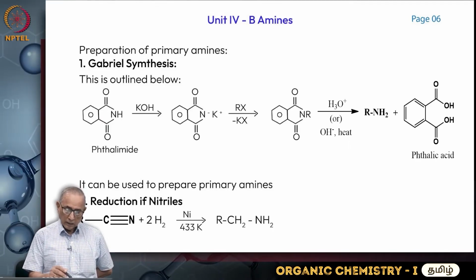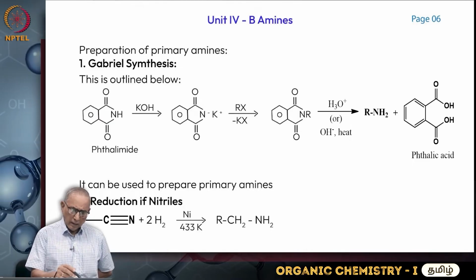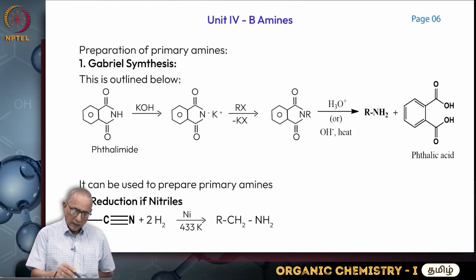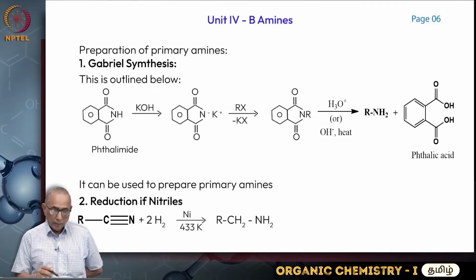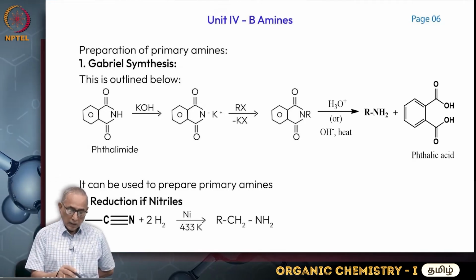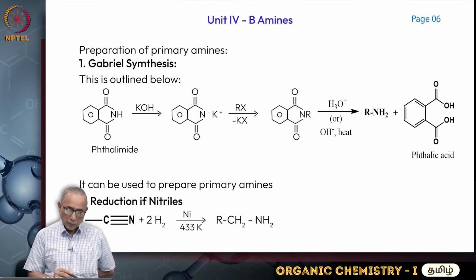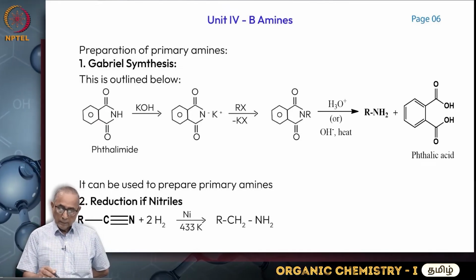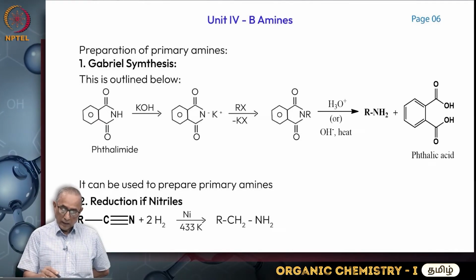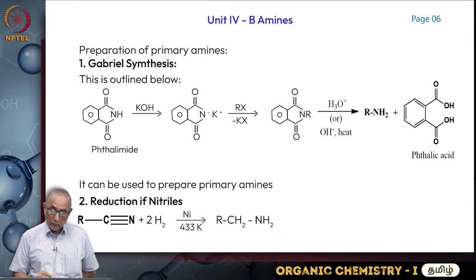Phthalimide, when treated with KOH: this nitrogen is very acidic because there are 2 carbonyl groups next to the nitrogen. Carbonyl groups are electron withdrawing. Because of the 2 electron withdrawing groups, the NH bond becomes weaker. This can be removed as a proton by potassium hydroxide. So you get phthalimido anion and potassium cation.